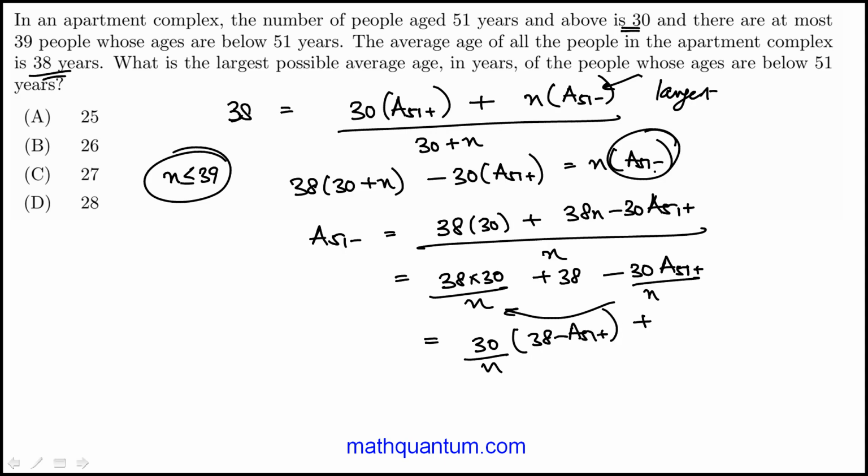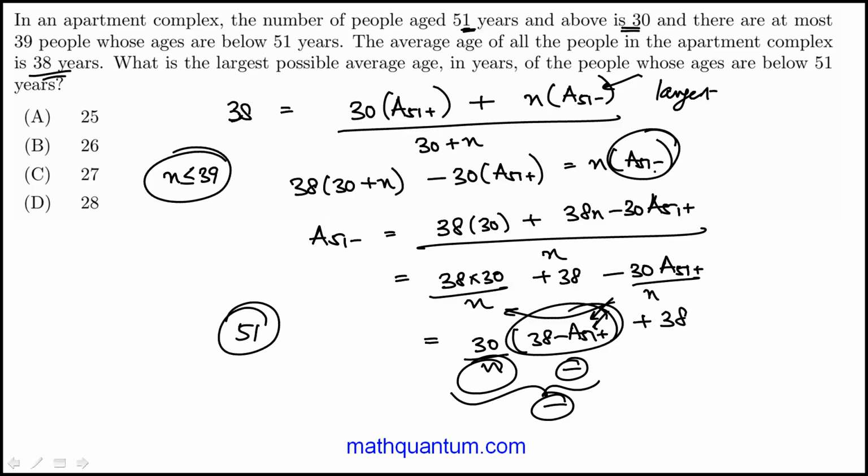And so the question is, how do we choose the values for N? Now notice this is going to be negative, because the average age of the 51 plus would be higher than 38. So since this whole thing would be negative, I want its magnitude to be as low as possible, which means I need to choose A51 plus as close to 51 as possible. So I'll choose the average age of this group to be 51. So that's 38 minus 51. And then N I want as high as possible because it's in the denominator. So my choice would be 39 for that.